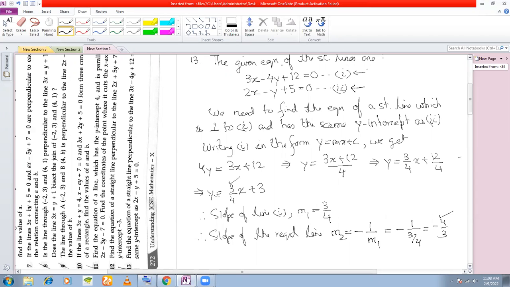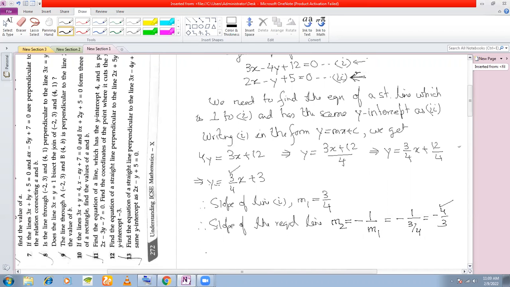There are two ways of finding out the y-intercept of line 2. Either you put x is equal to 0, because what is the y-intercept? It is the distance between the origin and the point where the line intersects the y-axis, isn't it? So whose equation is x is equal to 0. So you can put x is equal to 0 in this and you can find out the y-intercept of this line, right? Either you can do that, or you can also write it in the form y is equal to mx. Let's proceed with the first one.